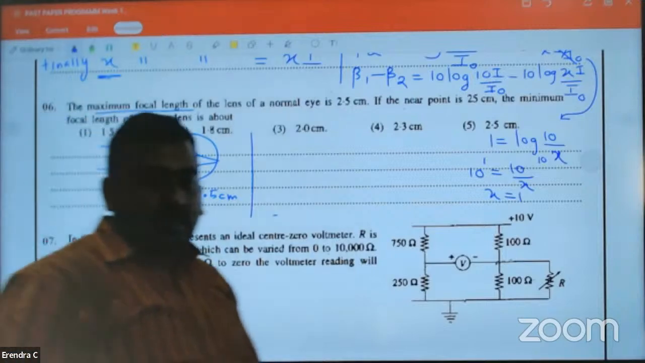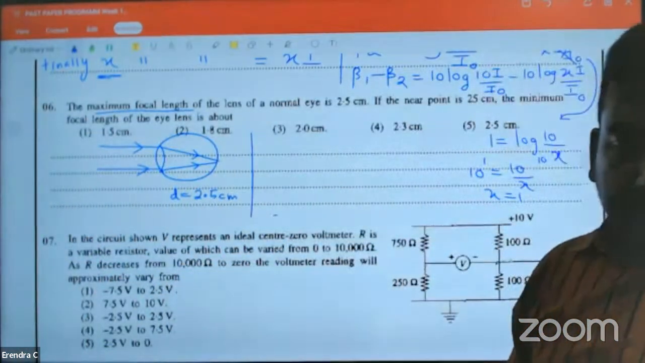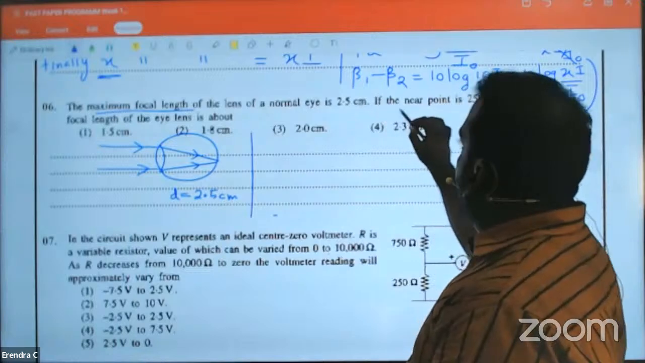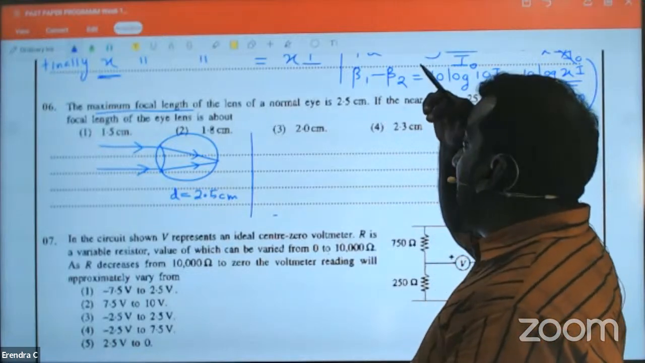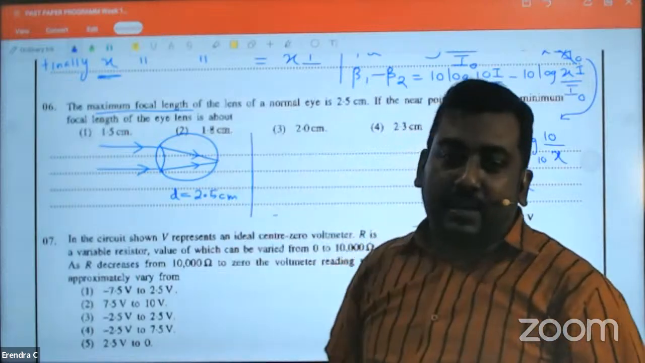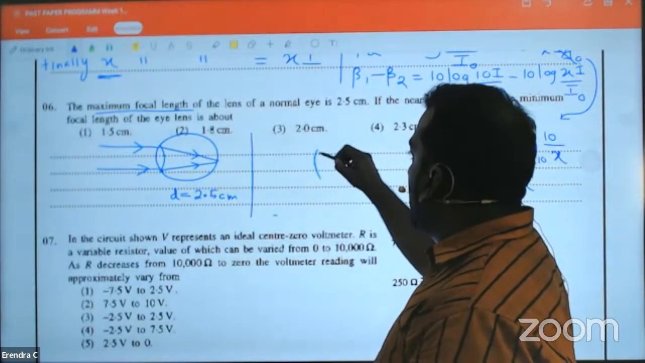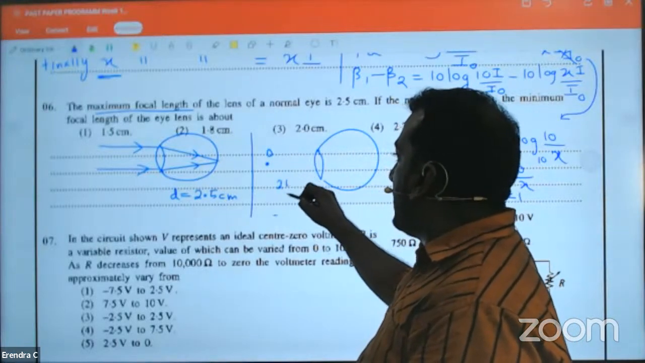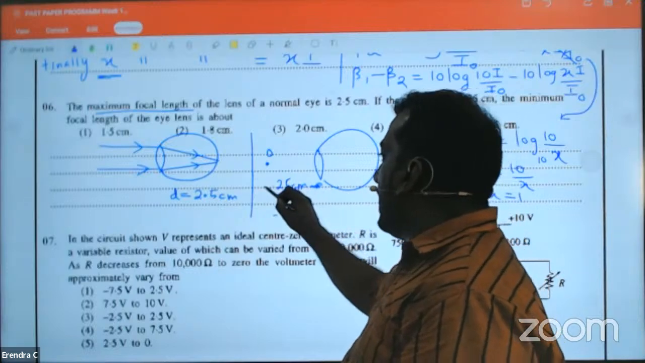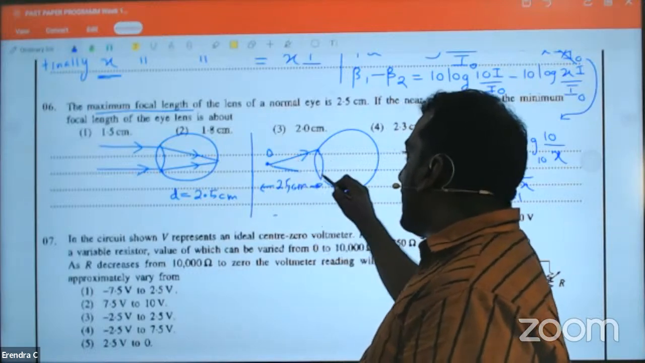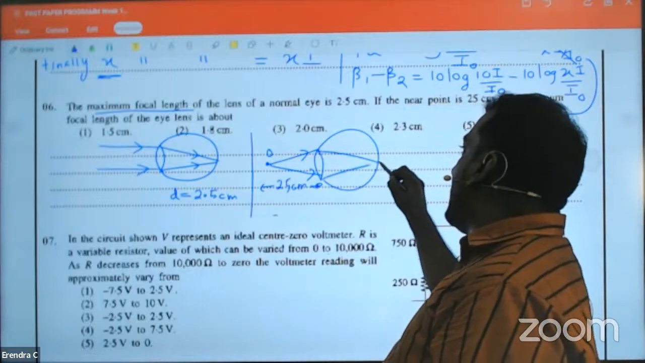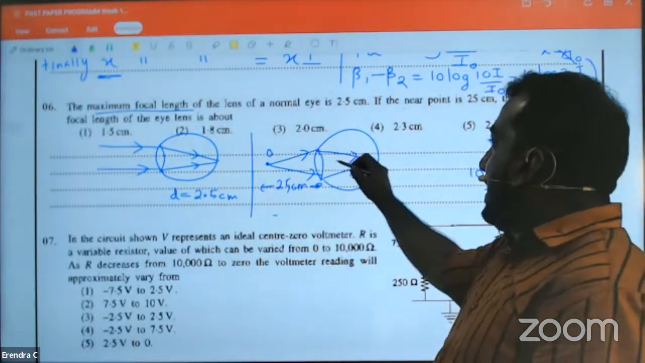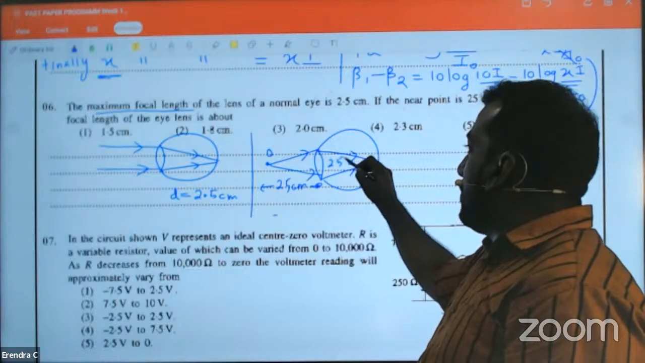Right? Okay. Then what? If the near point is 25 centimeter, what will be the minimum focal length of the lens? Right, now you can do. Eye is here. Object is kept here at 25. What is happening? Light rays are coming. Where will it converge? It will converge on the retina. What is the distance to the image? Image is 2.5.